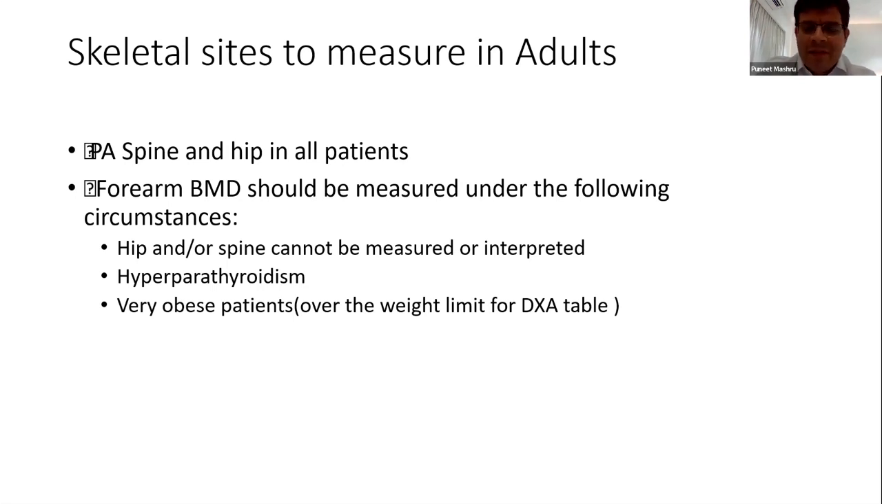Now, commonly patients will get their forearm done, and when we interpret the DXA, if the spine and the hip are valid, then we should not take the forearm reading into consideration, because forearm BMD does not affect morbidity and mortality.